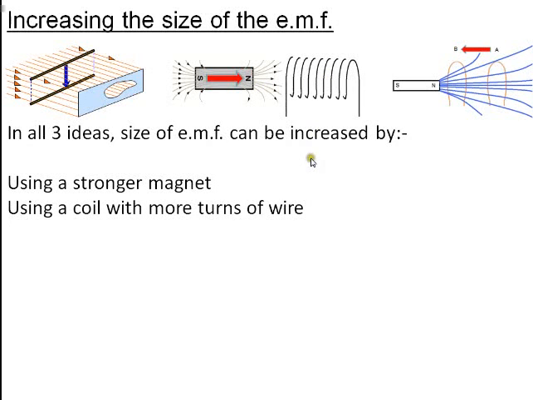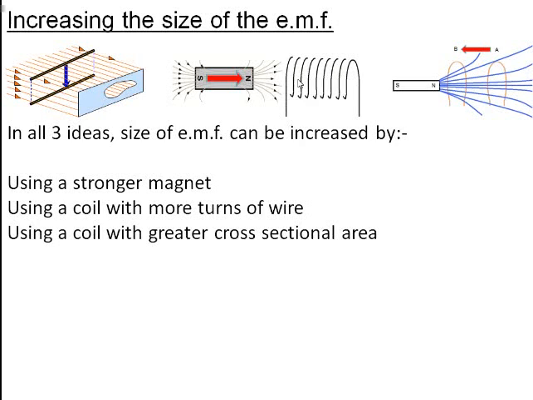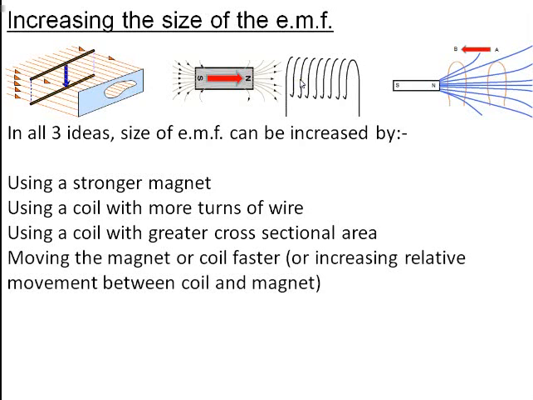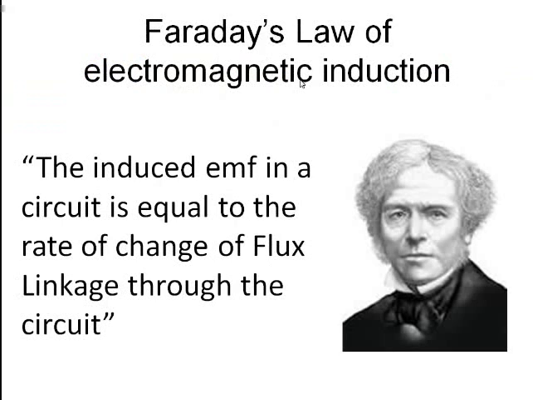You could use a coil with more turns of wire. If you've got more turns of wire here, then by definition, more of them are going to get cut, so you'll have a greater EMF. You could use a coil with a greater cross-sectional area. If you capture or link more of the magnetic field, then you end up with a much greater EMF. Or you can indeed move it faster because you increase the rate of change, so you increase the relative movement between the coil and the magnet.